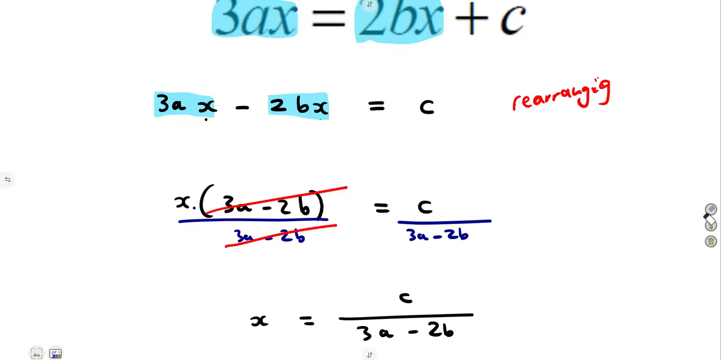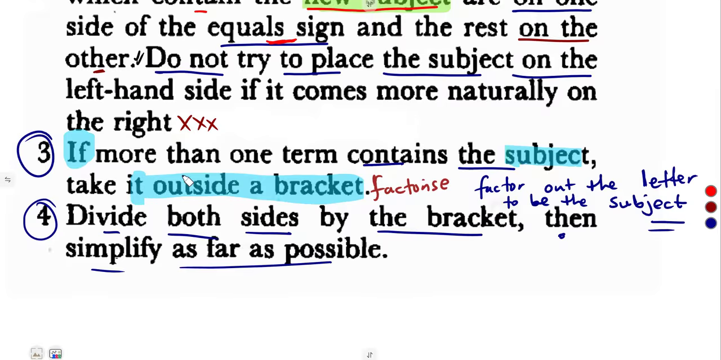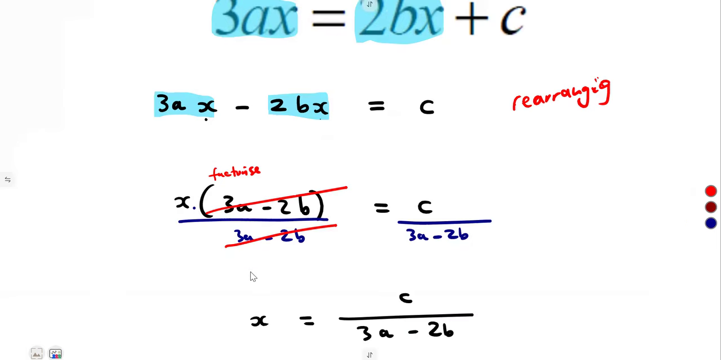So it's all about revision, guys. Revise. Here we're to factorize. Factor out the letter to be the subject, take it outside of the bracket, then divide by the bracket. Simplify as far as possible. Just like that. All right. So you see, guys, it's just a matter of revision.